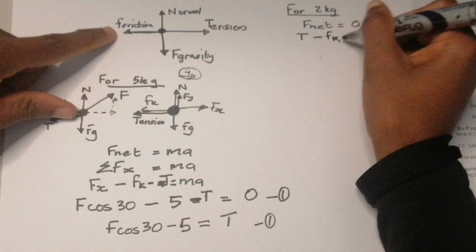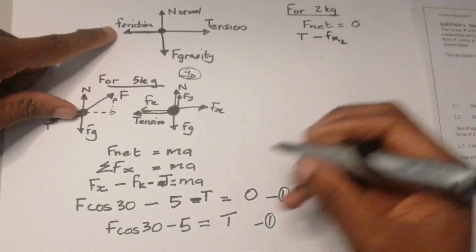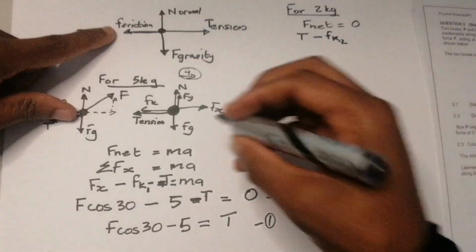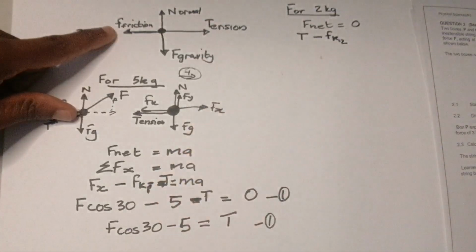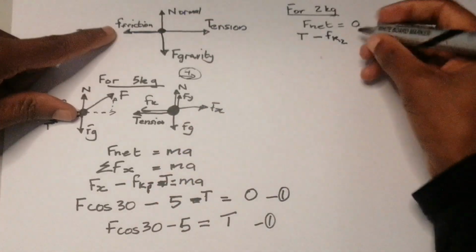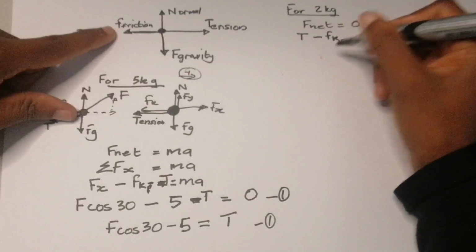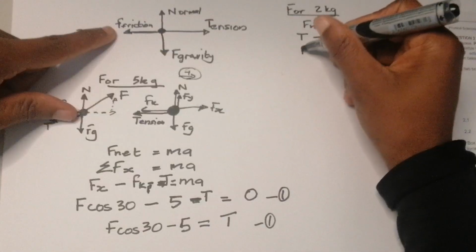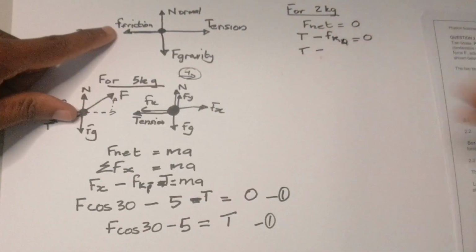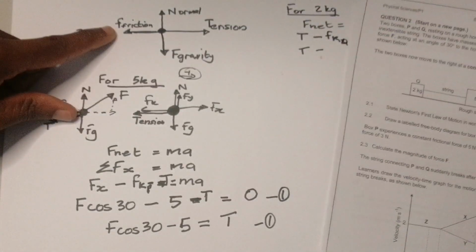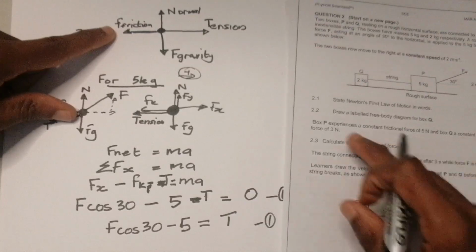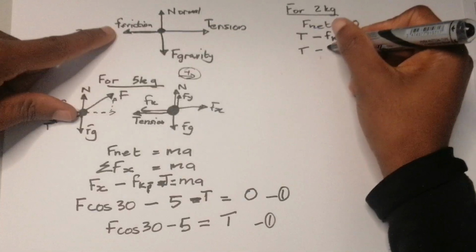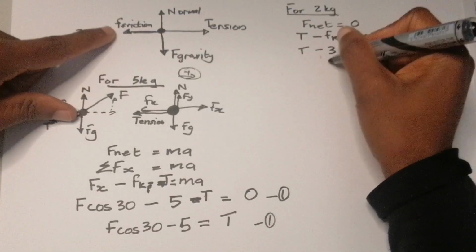Okay, so let me call it friction 2. Let me call this friction 1. Or if you want to, you can say friction P, because that was block P, and let's call this friction on Q. And this is equal to 0. Now the tension minus, what's the frictional force that acts on block Q? They said constant friction of 3 newtons, right? So in this case, we're simply going to say minus the 3 newtons. This is equal to 0.